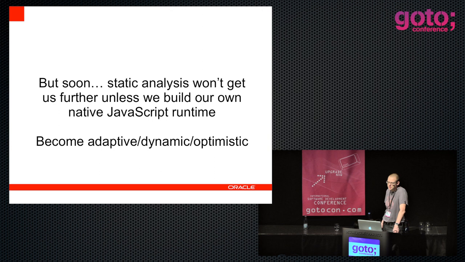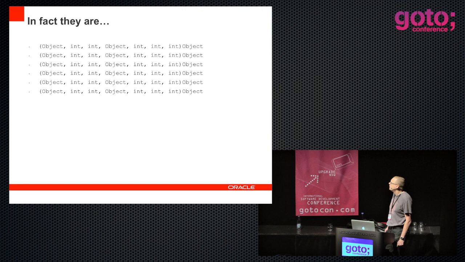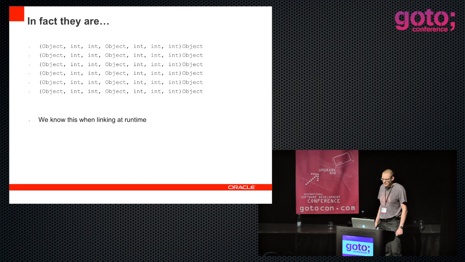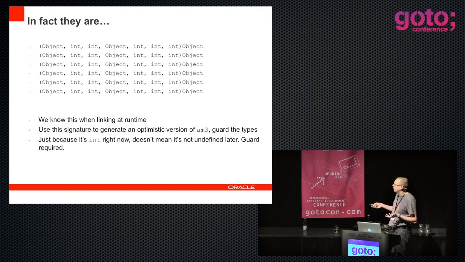Looking at the AM3 method and the benchmarks, this is what our compiler could prove about the parameter types in the 7 different call sites. This is what we could prove, when in fact all of them looked like this, with ints. But there's no way for us to know it by just looking at the code. We know this, of course, while linking the program at runtime. So every time we link a call site, the first time we call it, we can see what the arguments are. So we can generate an optimistic version of the AM3 method that I showed you using these parameters.